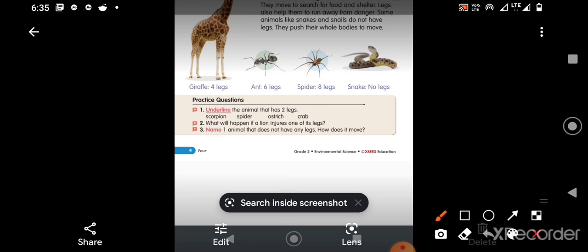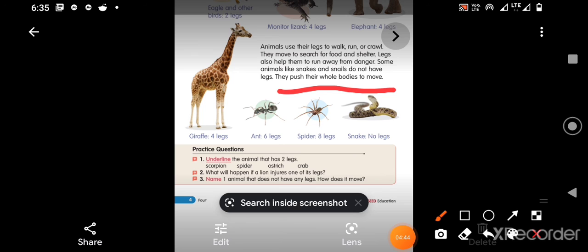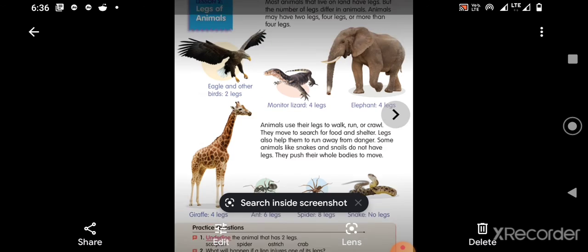Third question. Name an animal that does not have any legs. How does it move? Already we saw in the workbook about the snake. So here you can write snake or snail, by moving its body. They push their whole bodies to move. It is there in your content book itself. See here, I'll underline that. That point only: snakes and snails are also given. So using that you can complete the practice question. So as I told you, keywords.